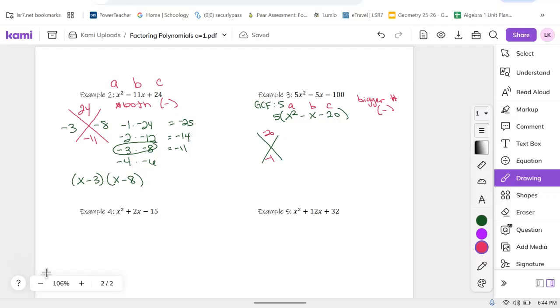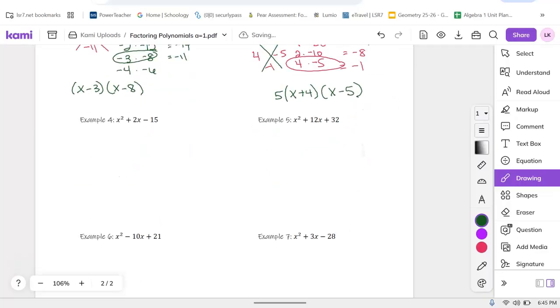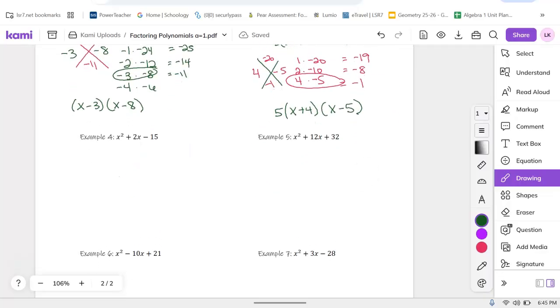So I'm going to have 1 times negative 20, 2 times negative 10, and 4 times negative 5. You add these together, you get negative 19, negative 8, and negative 1. So that would have to be your answer, which is negative 5, positive 4. So then I'm going to drop down my GCF, which was 5, times x plus 4, times x minus 5. Okay?